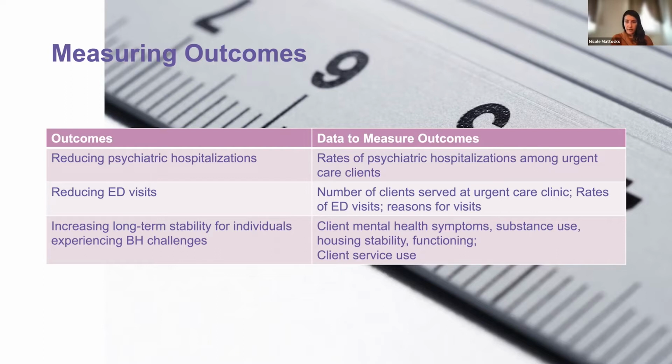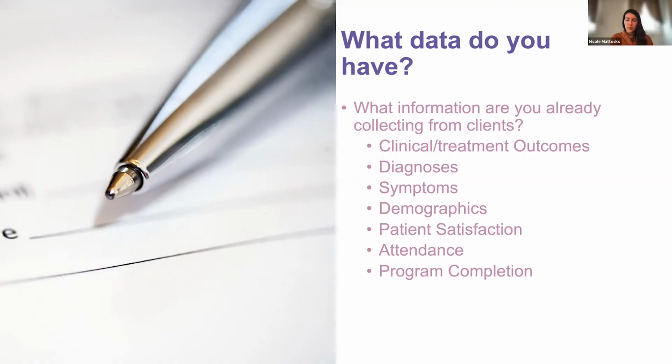We might look at number of clients served at the urgent care clinic, rates of emergency department visits, and then reasons for those visits. And we might also want to look at clients' mental health symptoms over time, their substance use over time, housing stability, overall functioning, and other service use. Are they using other services as needed as a result of coming into the urgent care clinic and being referred out for other services? So we've developed a logic model for a program.